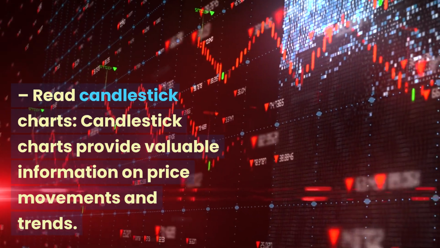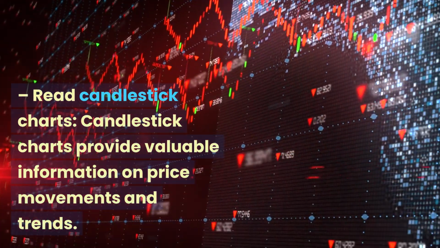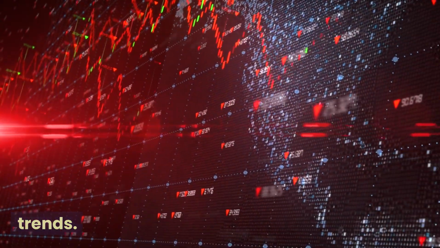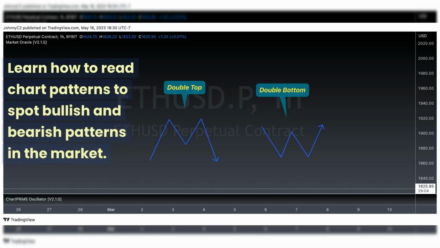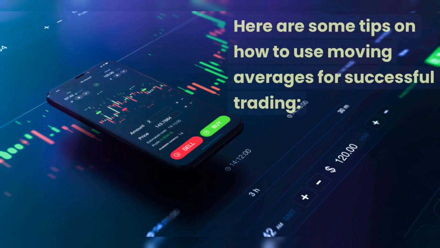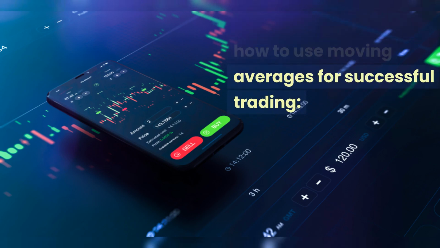Read candlestick charts. Candlestick charts can provide a valuable piece of information on price movements and trends. Learn how to read chart patterns to spot bullish and bearish patterns in the market. Here are some tips on how to use moving averages for successful trading.